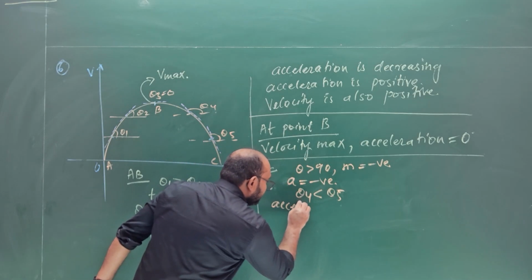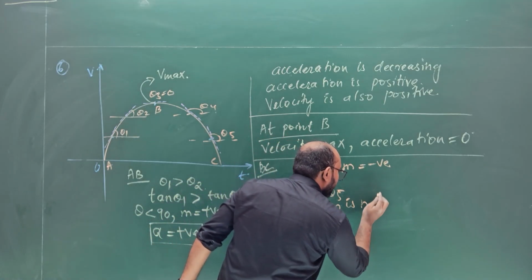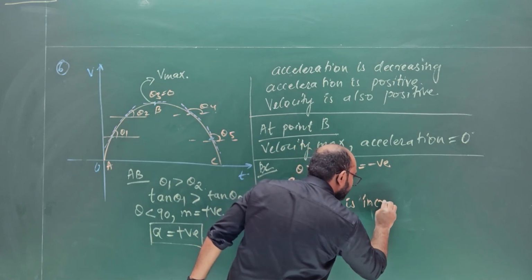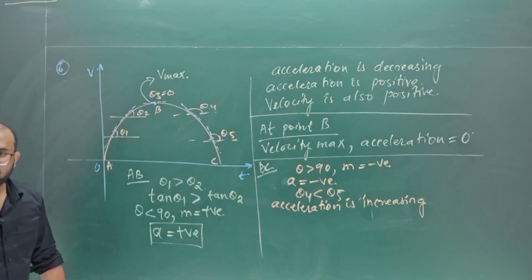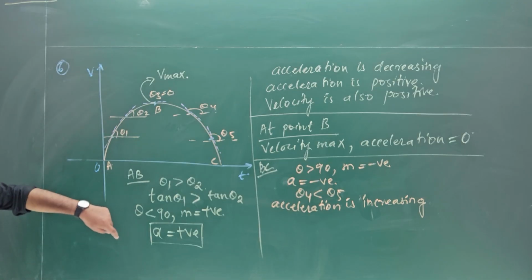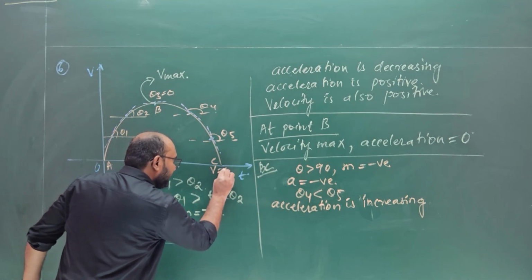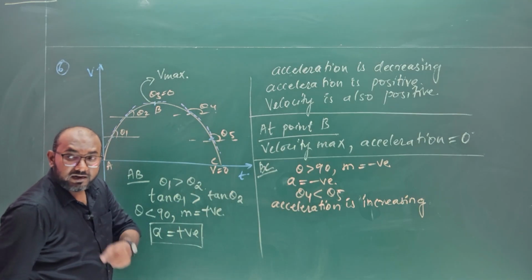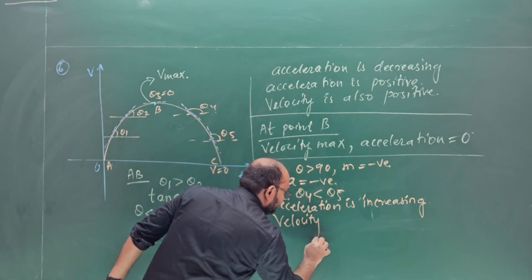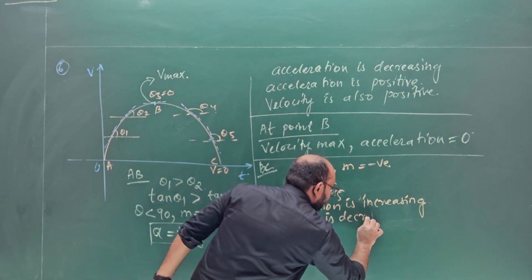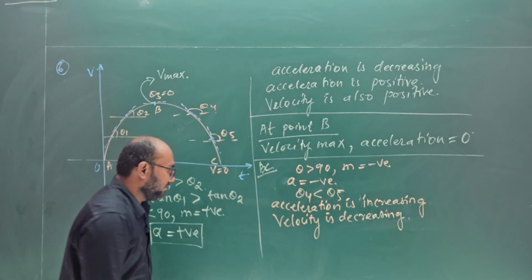So acceleration is what? Negative, and it is increasing. Okay, acceleration is negative, but acceleration is what? Increasing. If acceleration is increasing, but finally what we found, velocity at this point is 0. That means can I say that velocity is decreasing? Velocity is decreasing. But it is positive or negative? Positive. Very good, very good.